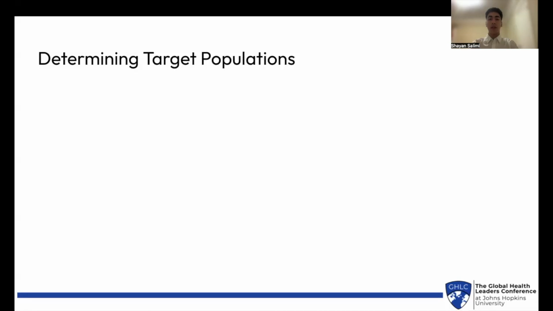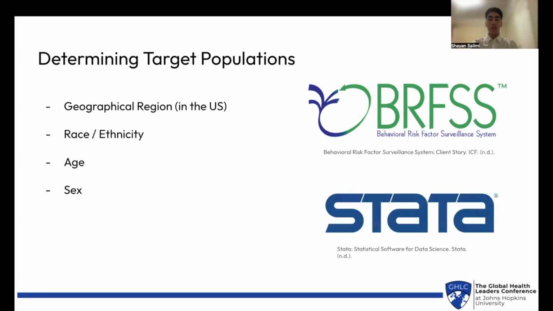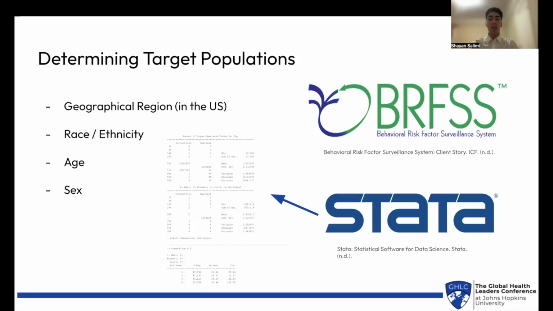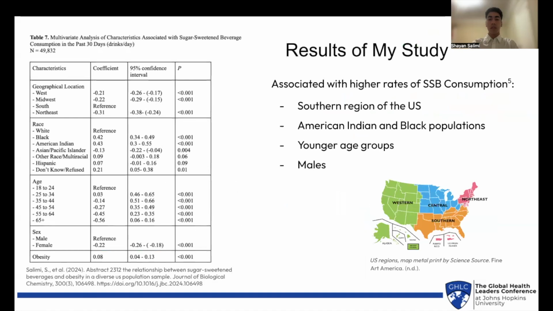But first, I needed to determine the target populations I needed to assess, and I chose 4: geographical region, race, age, and sex. I then used the CDC Behavioral Risk Factor Surveillance System, BRFSS 2017 dataset, in Stata, and performed various forms of univariate and multivariate analyses between these factors, along with obesity and sugar-sweetened beverage consumption in the past 30 days. After doing so, the results of my study showed several key insights on what populations had higher rates of sugar-sweetened beverage consumption. These were the southern region of the US, the American Indian and Black populations, younger age groups, and males. These results were very insightful, yet not very surprising either, when it comes to race.